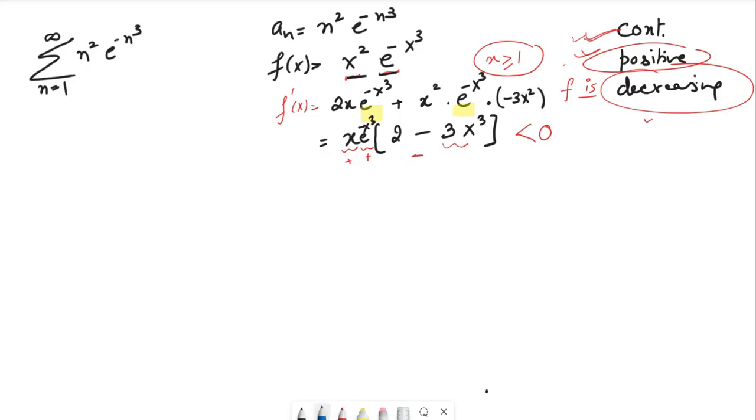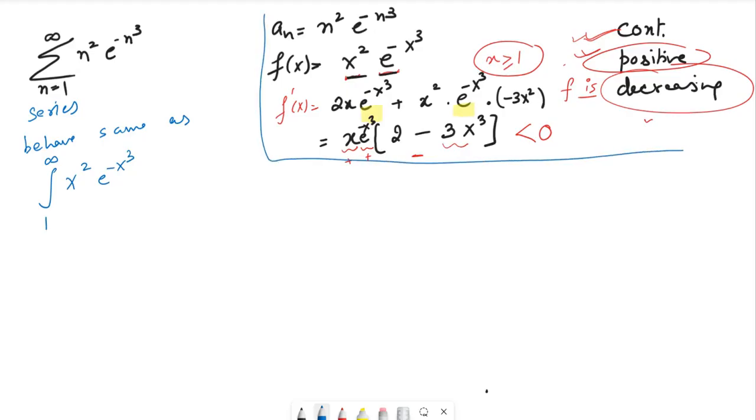That means the given series behaves the same as the integral. So instead of the series, we are going to just work on the integral. We've learned the integral technique, so that is easier to do. Let's look at how to do this. This is an improper integral example.